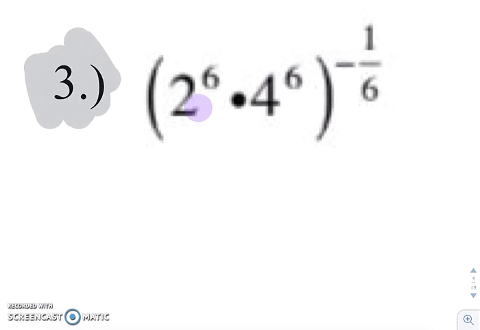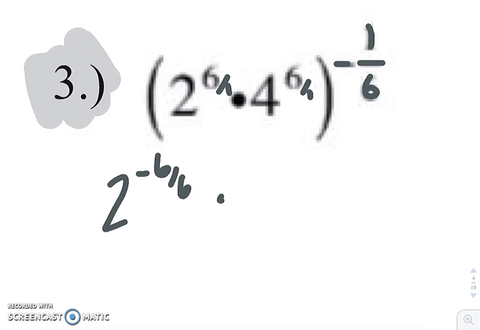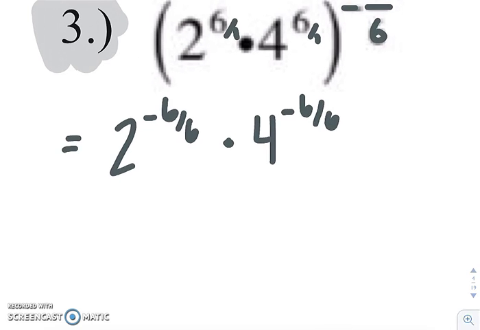So 2 to the 6th times 4 to the 6th, all to the negative 1/6 power. So again, you can make these fractions by putting them over 1 if that's helpful to you. So this becomes 2 to the negative 6 times 4 to the negative 6. So they just both become negative 1.